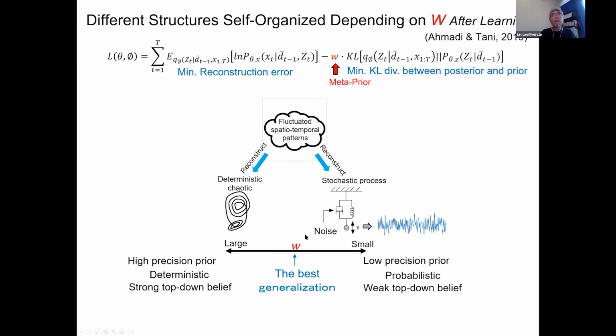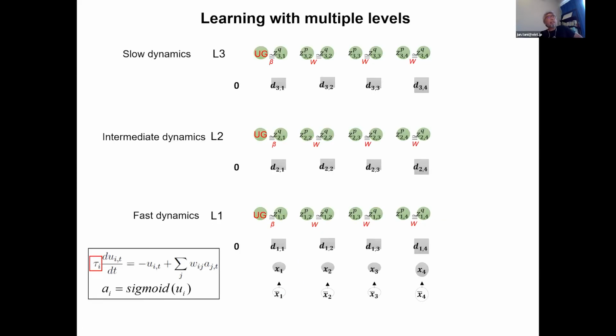Then, in order to scale this model, I again introduce multiple levels. The higher level operates slowly, and the lower level is faster, and the time constant tau is set larger for the higher level. So this is the neural activation dynamics.